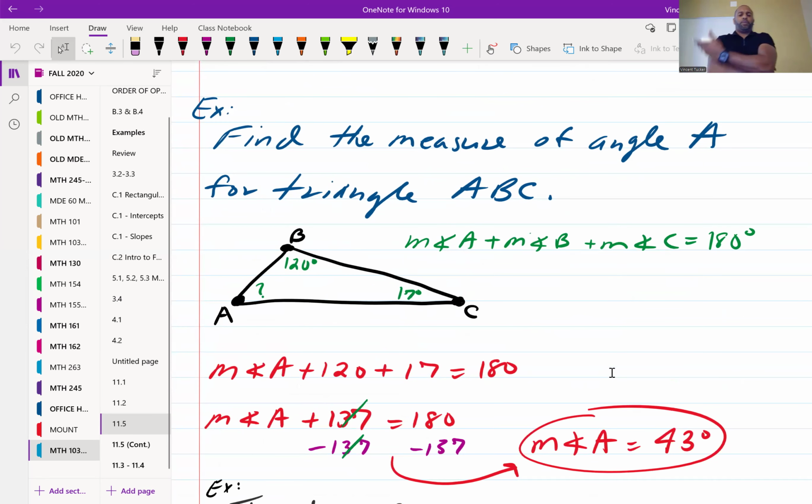All right, so if you just had to put it in equation form, that means angle A plus angle B plus angle C is going to be equal to 180. Go ahead and substitute the values that you know, then solve for the value that you do not know. So that's 120 for the B, 17 for C. Add them together, you get 137. Then subtract them from both sides, or at least subtract them from the 180. And that will give you 43 degrees for angle A.